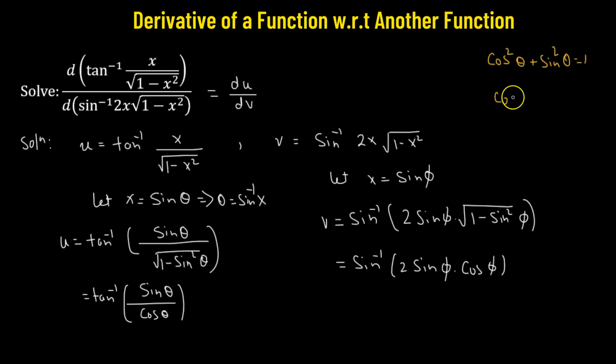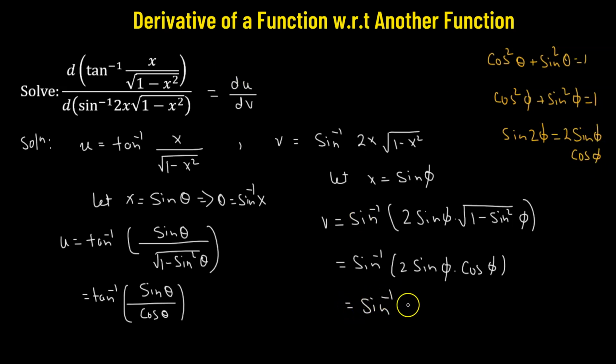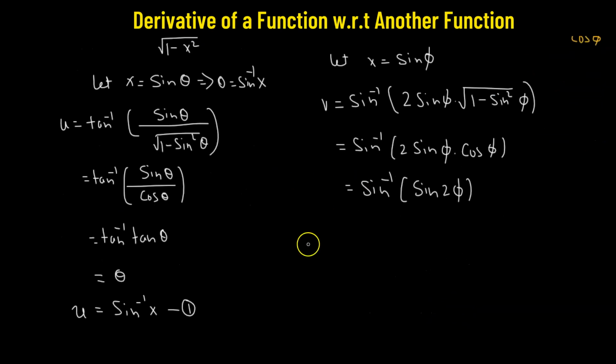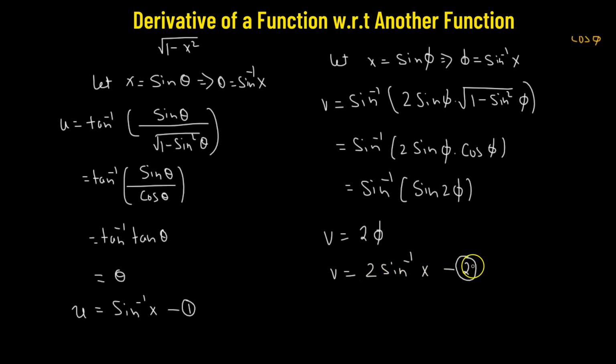So here we have used the identity that cosine squared phi plus sine squared phi is equal to 1. Furthermore, we also have an identity for 2 times sine phi cosine phi. So we have sine of 2 phi, which is equal to 2 times sine phi multiplied by cosine phi. That means v will be equal to sine inverse of sine of 2 phi. That means v will give us 2 phi, and since x equals sine phi, which implies phi must be equal to sine inverse of x, that means v will be equal to 2 times sine inverse of x. So let's label this as number 2.